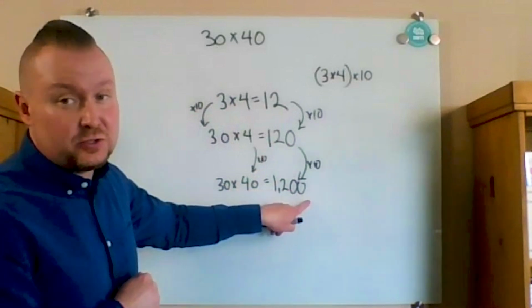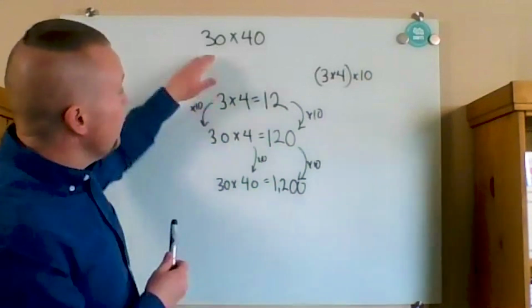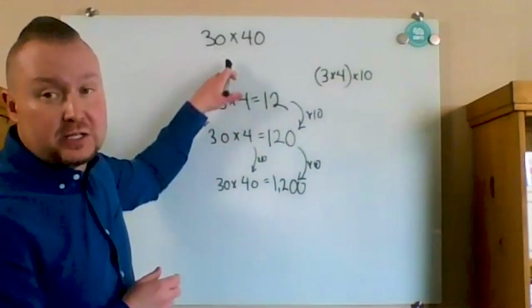We don't have any tens or ones left over. And that's how to help make sense of some of this place value-based multiplication.